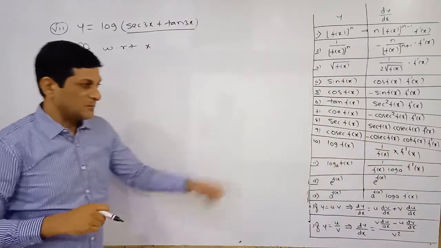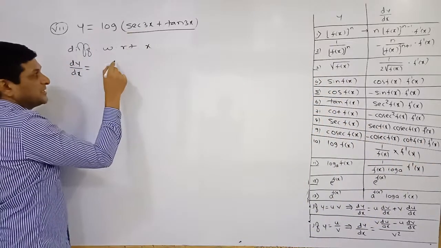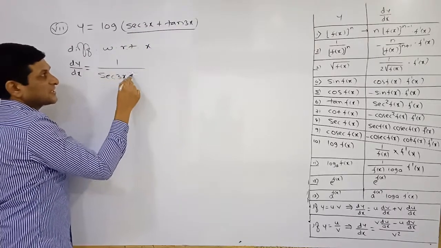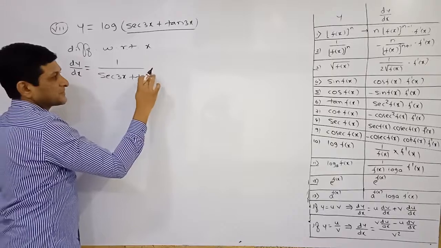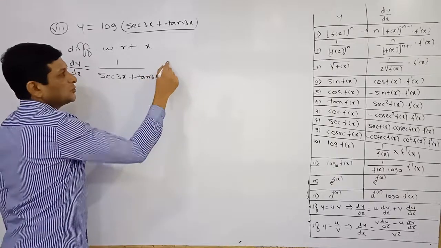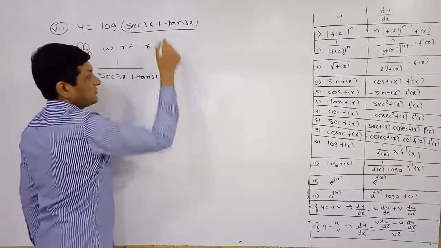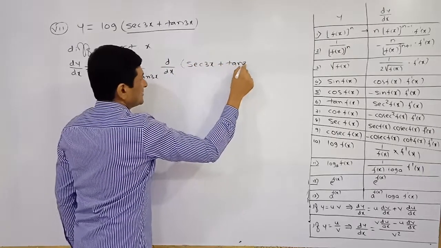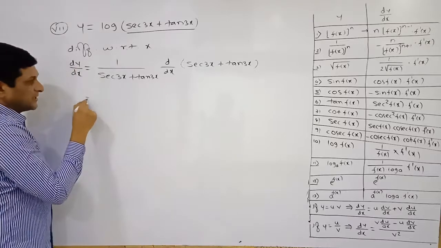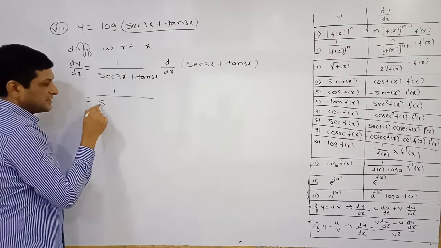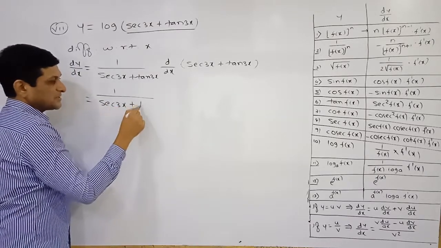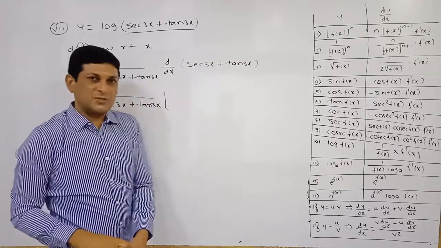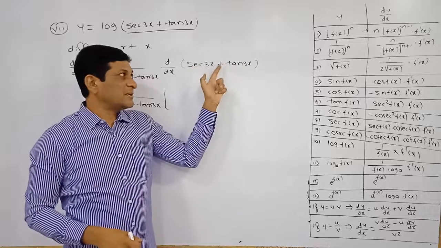So apply this formula, log f of x. So its derivative is 1 upon f of x. What is f of x here? Sec 3x plus tan 3x, into the derivative of f of x. F of x is nothing but sec 3x plus tan 3x. So which is equal to, keep this first term 1 upon sec 3x plus tan 3x as it is. Now we are finding its differentiation. Here two terms are there connected by plus.